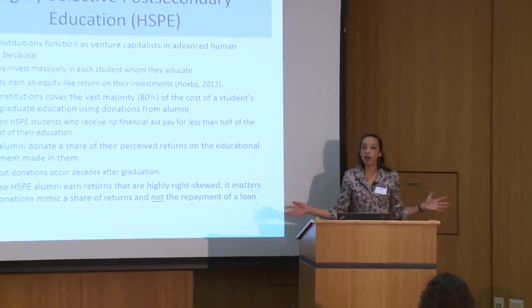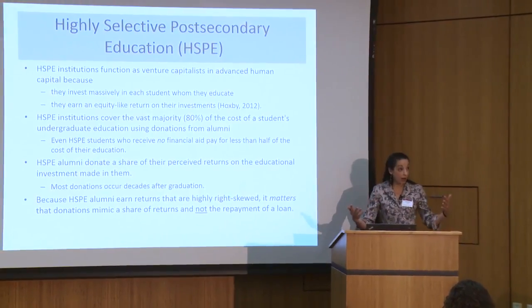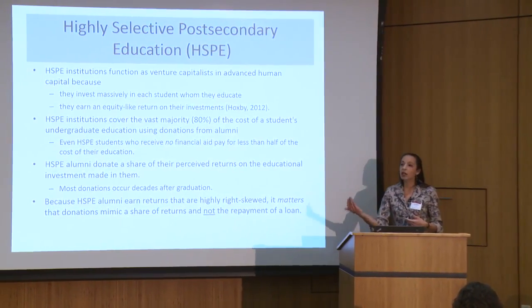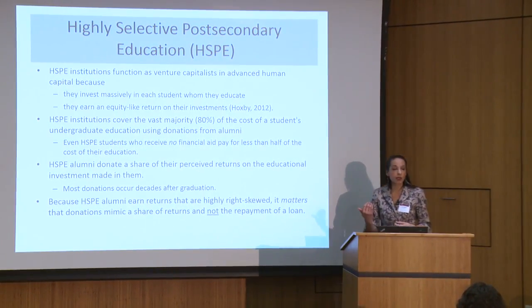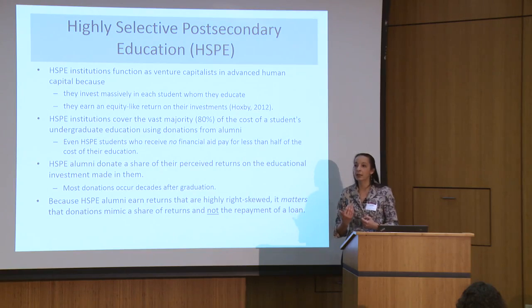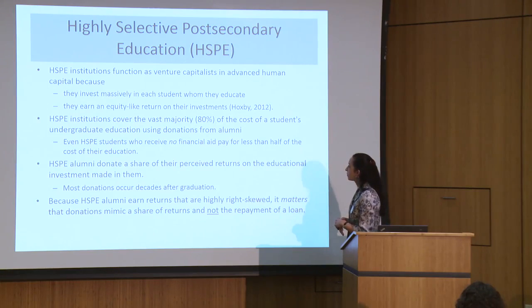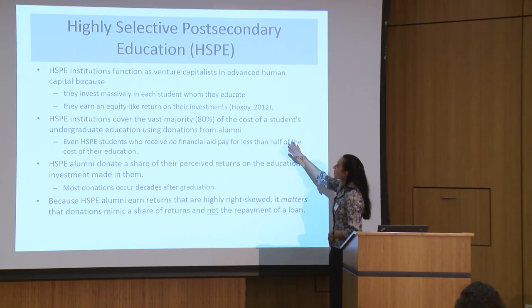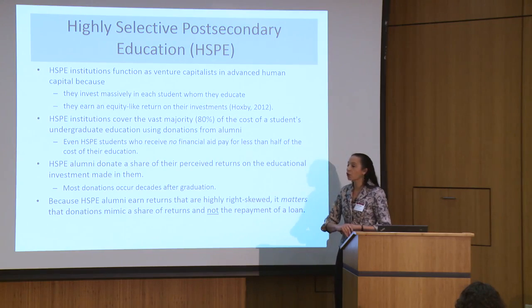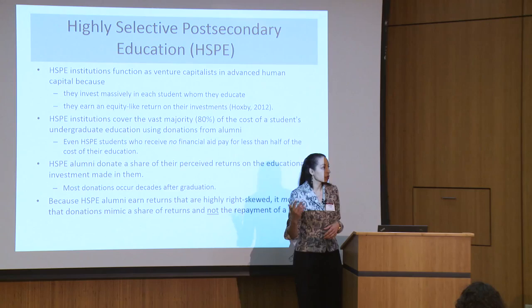Our students have a wide array of outcomes. On average, they're very good, and we tend to earn an equity-like return in them in the sense that people don't always return to us exactly what we invested in them. Instead, they tend to return some share of the returns that they perceive. Okay? So we cover the vast majority of the cost of a student's undergraduate education, about 80%, and that's also what our peer institutions cover.